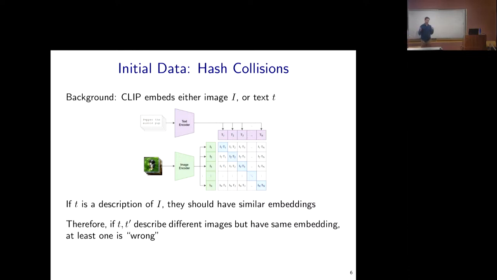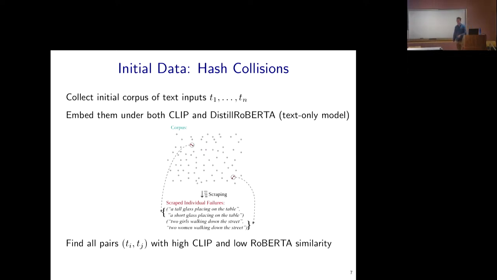So basically, we're going to search for pairs T and T prime that are collisions in this sense, that they have similar embeddings even though they semantically mean different things. Concretely, we're just going to collect some corpus of text inputs, T1 through Tn, and embed them under CLIP. We're also going to embed them under another model called DistilRoBERTa, which is just a text-only model, for checking that things are actually semantically different. So we're going to find pairs Ti, Tj that have high CLIP similarity but low RoBERTa similarity. This is saying CLIP thinks they're the same, but actually they're not the same.